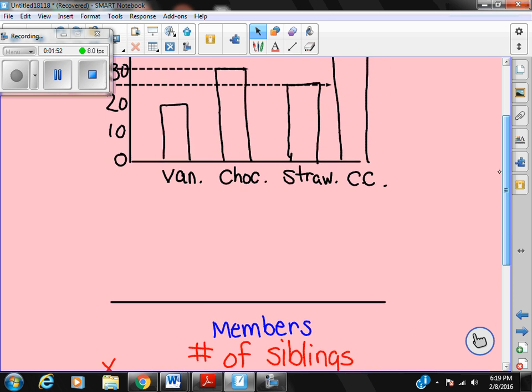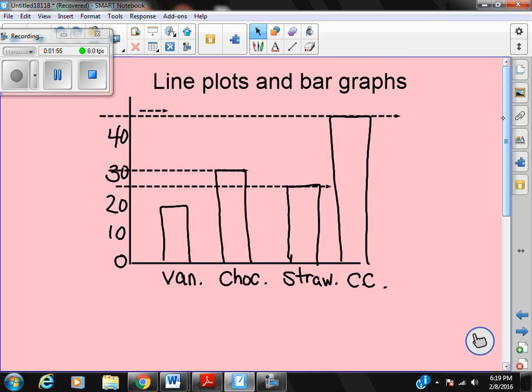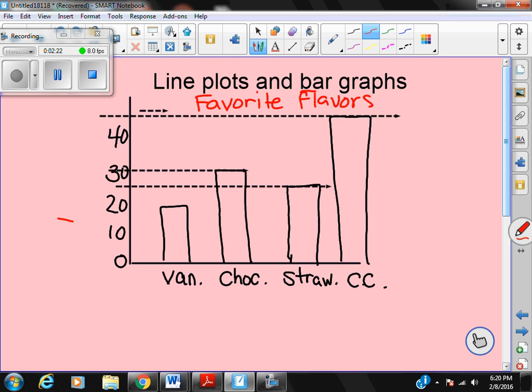I want to scroll up and go over something that we did in class. So this talks about line plots and bar graphs. So I have a bar graph here, and my job is to interpret that, analyze it, and then change it into a line plot. So when I'm looking at this bar graph, we can talk about favorite flavors of ice cream. And this is the number of people who took the survey. So these numbers in the scale stand for the number of people.